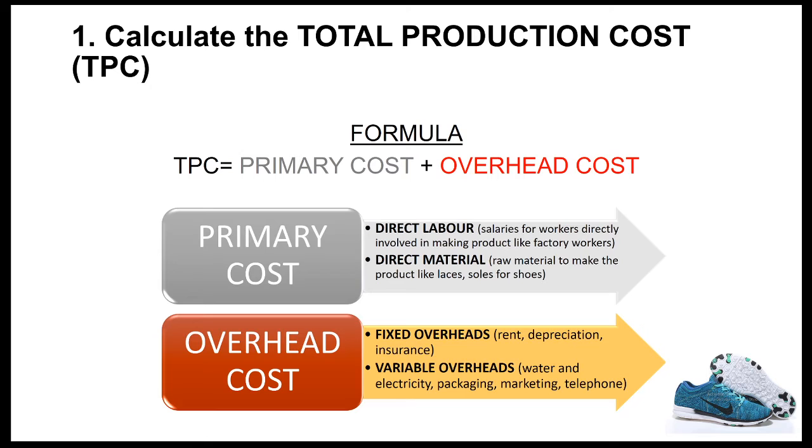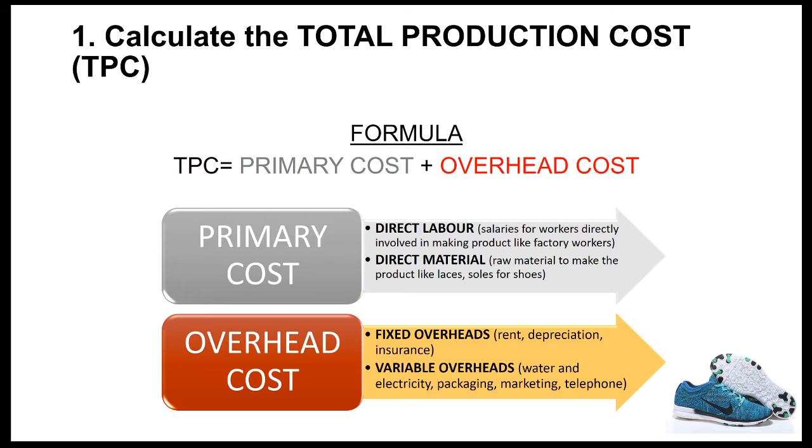Let's say we're manufacturing shoes. Direct labor will be the factory workers assembling the shoe. Not the accountants, not the secretaries, because they are not directly involved in manufacturing the shoe. Direct material is the material needed to make the shoe, like the inners, like the laces, like the soles. Things like the boxes you buy the shoe in, the packaging, that is not direct material. Direct material is the product itself.